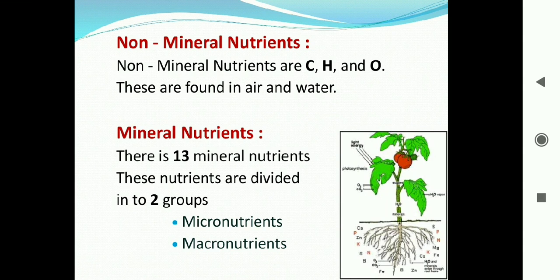These are the 13 mineral elements which are taken from the soil, and these nutrients are divided into two groups on the basis of their requirement for growth and development. First, the micro elements, meaning the elements required in small quantities. The second is the macro elements, the elements required in large quantities. So they are called macronutrients or macro elements.